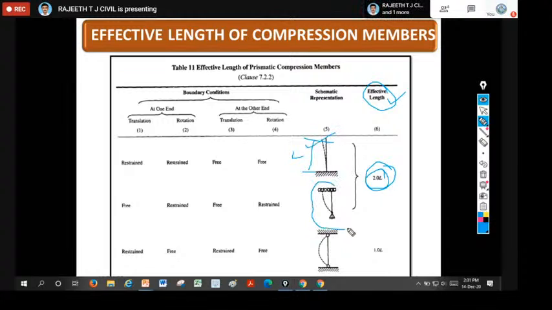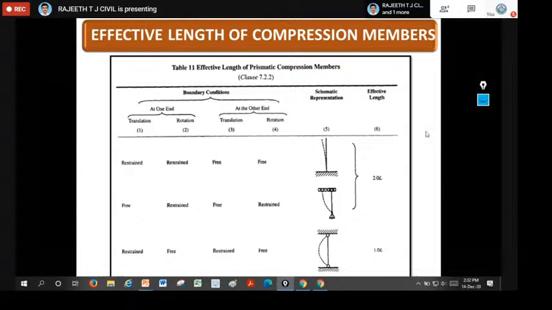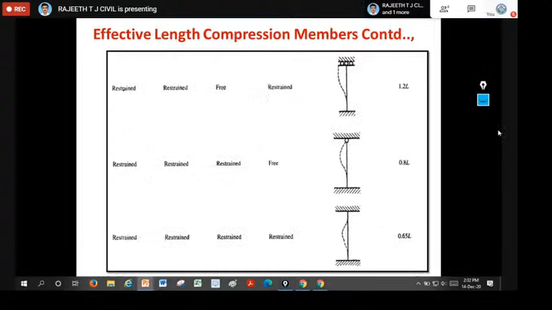Well, this is also the same condition. In the second problem given here, the translation is free at one end, and at the other end the rotation is restricted. In a similar way, you should know all these conditions, because they frequently ask a 1 mark question on this table. So you should remember this table.